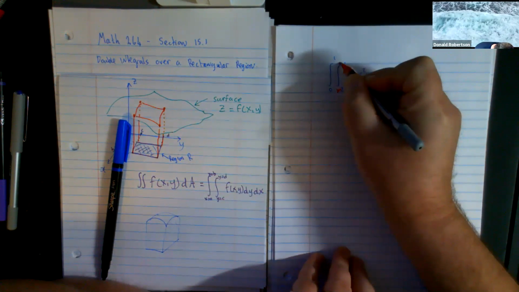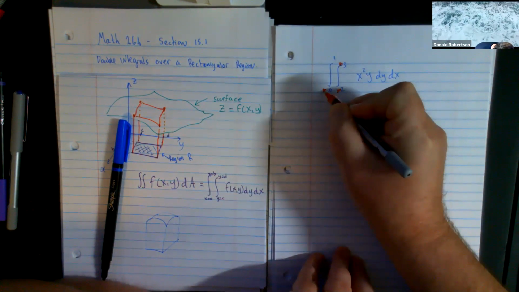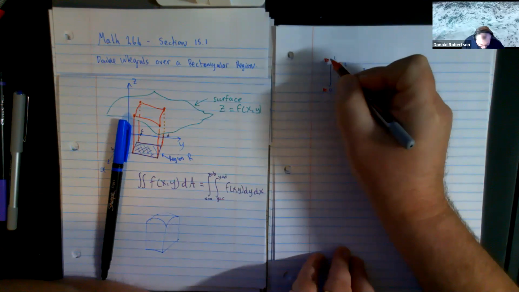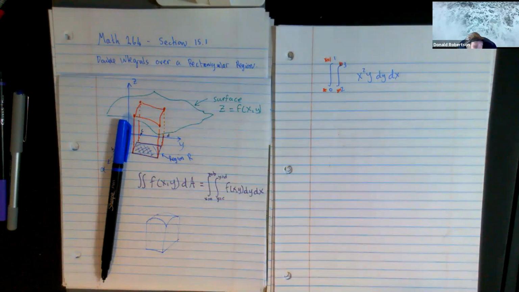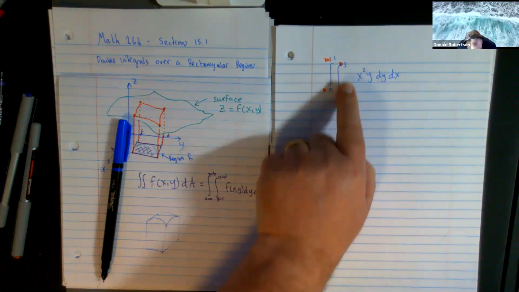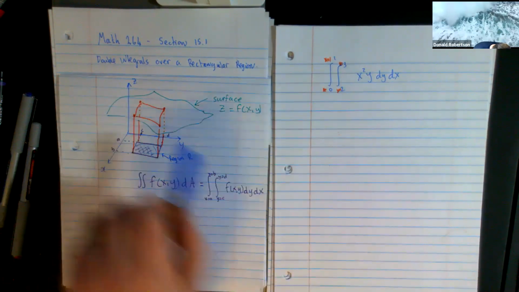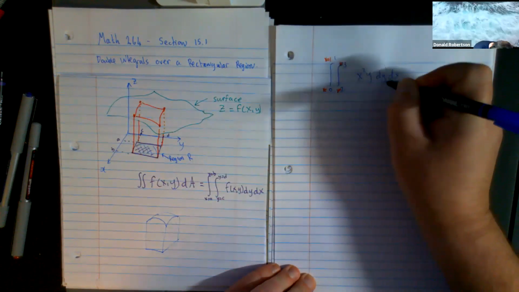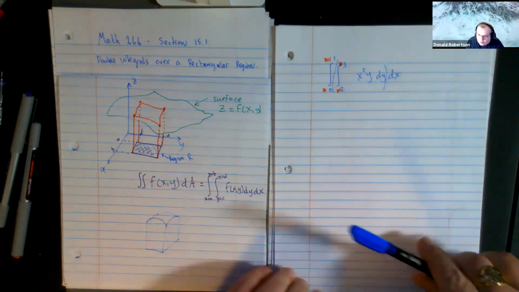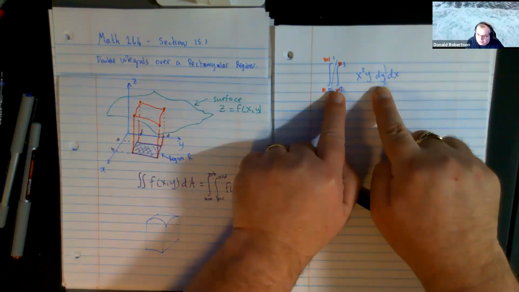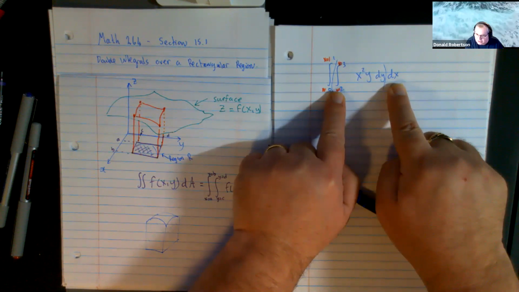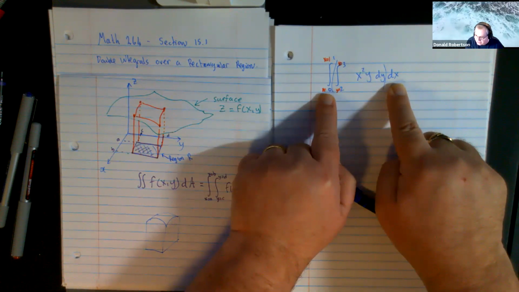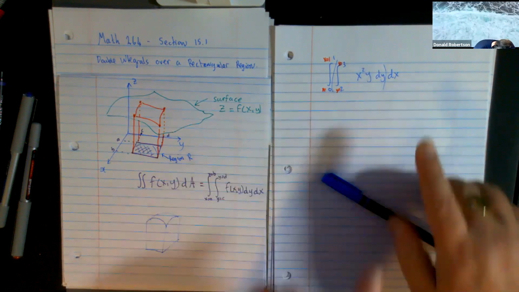This really means y equals 2, y equals 3, and this means x equals 0, x equals 1. And you may say, how do you know that the y's are 2 and 3 and the x's are 0 and 1? It comes from here. You're doing y first, so the limits of integration are y. As you move out, you do x next, so the limits of integration are x's.